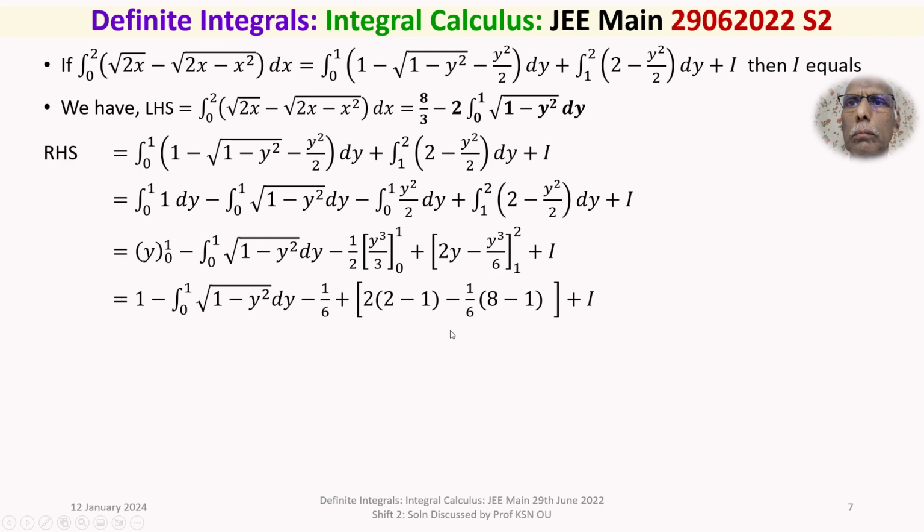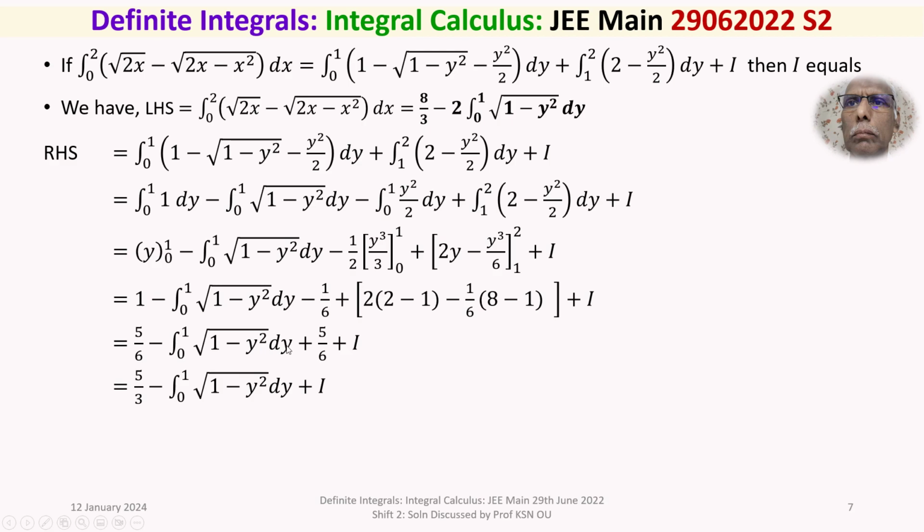So 2 minus 7 by 6. Take the LCM, you get 12 minus 7 by 6, that is 5 by 6. So this becomes 5 by 6. Now 1 minus 1 by 6, that is also 5 by 6. So that is 5 by 6, 1 and minus 1. And this integral as it is, this bracket will be 5 by 6 plus I. 5 by 6 plus 5 by 6 is 10 by 6, that is 5 by 3. So this is 5 by 3 minus integral 0 to 1 under the square root of 1 minus y square dy plus I. So now we have to find I.